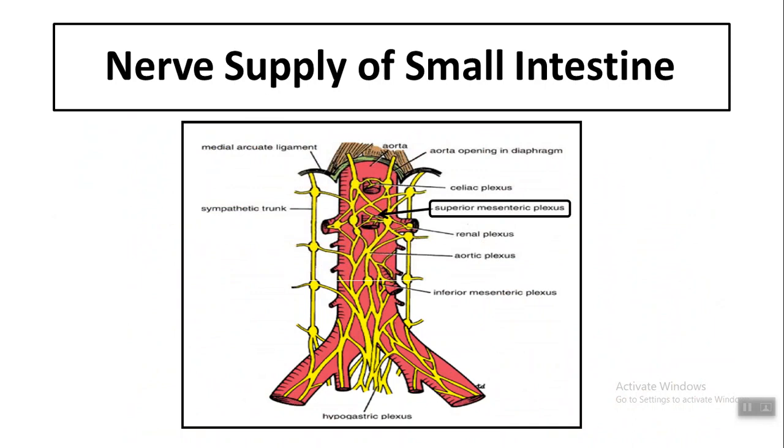The nerve supply of the jejunum and ileum is through the superior mesenteric plexus. The superior mesenteric plexus supplies sympathetic and parasympathetic nerves, the autonomic supply for the small intestine, for its function, for the movement, and for the secretion of the glands.